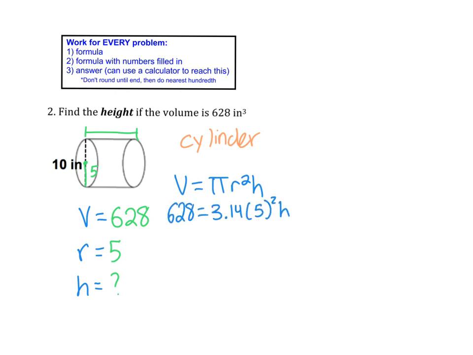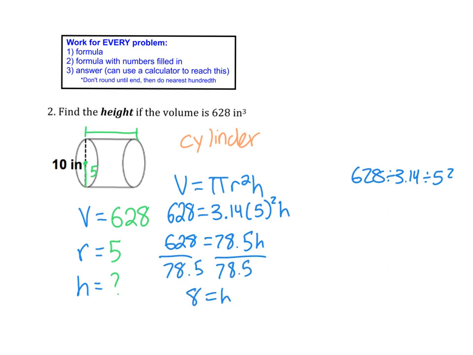Let's fill in what we know. I have 628 equals 3.14 times 5 squared times h. In order to isolate h, I know that I'm going to have to divide by the 3.14 and the 5 squared. I could choose to do this as 628 divided by 3.14 divided again by 5 squared, or I could multiply my 3.14 times my 5 squared, or 25, first, and that's what I'll choose to do. So I get 628 equals 78.5 h, and then I can divide by that coefficient in order to isolate h, and I get 8 equals h. So my answer is that the height is 8 inches.